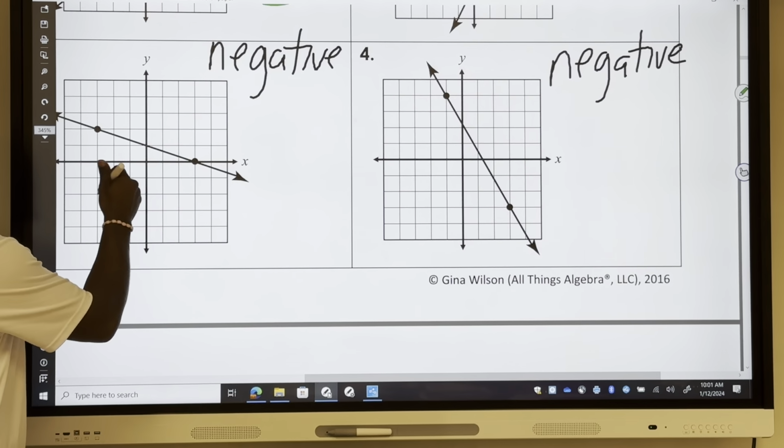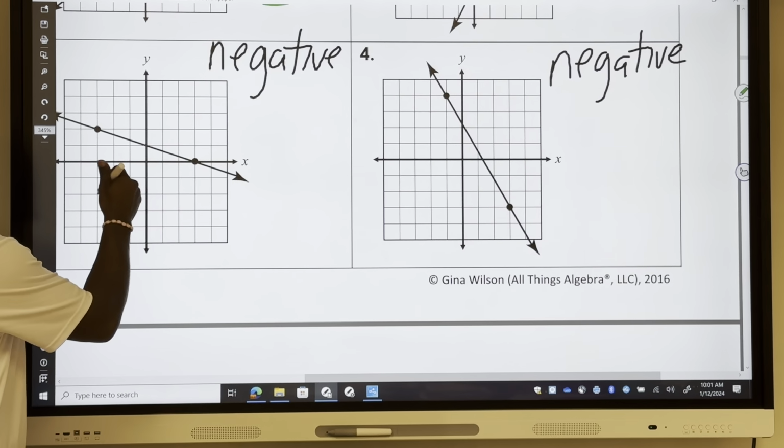Now I'm going to go over to the right. 1, 2, 3, 4, 5, 6. And so it is 2 over 6. Okay, and again, that's a negative 2 because I went down. And hopefully you see it's negative because I have this negative slope. Okay, now this is 2 over 6.